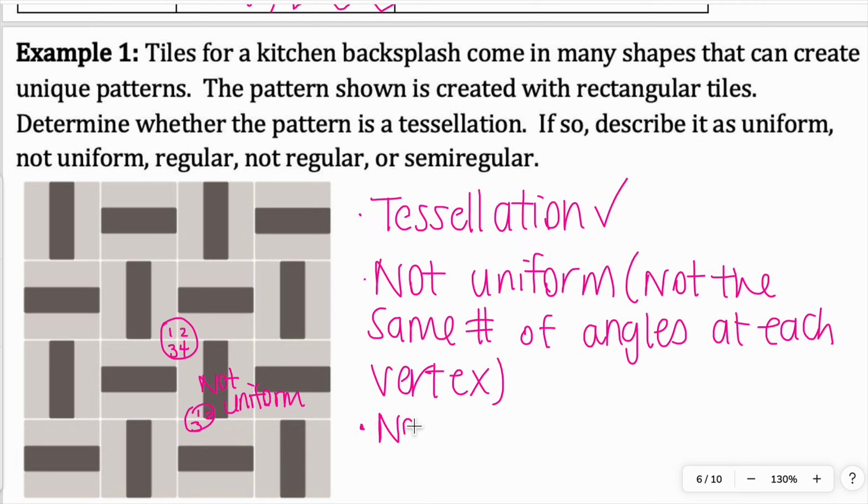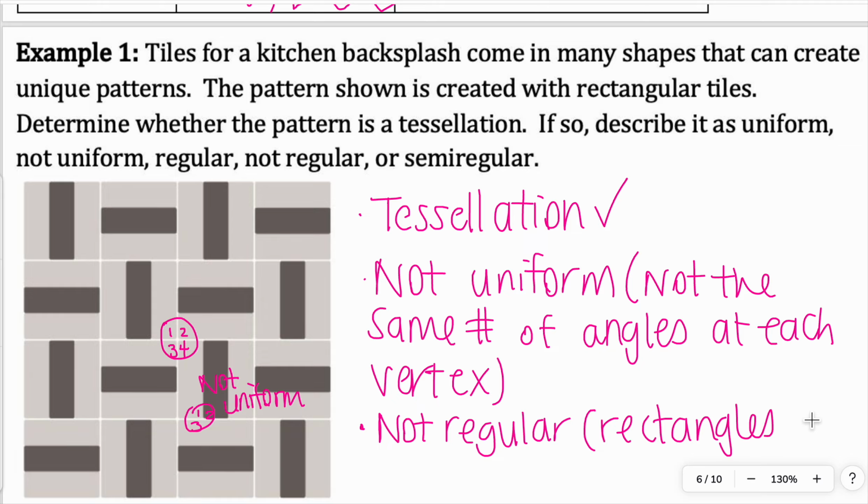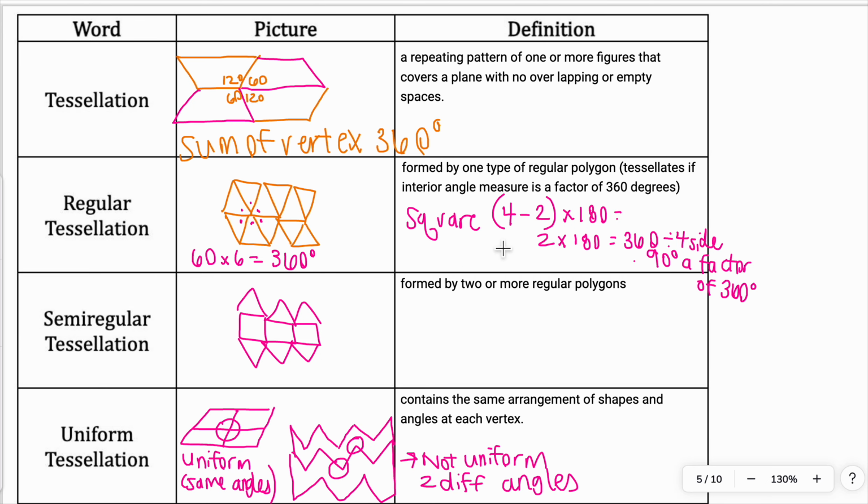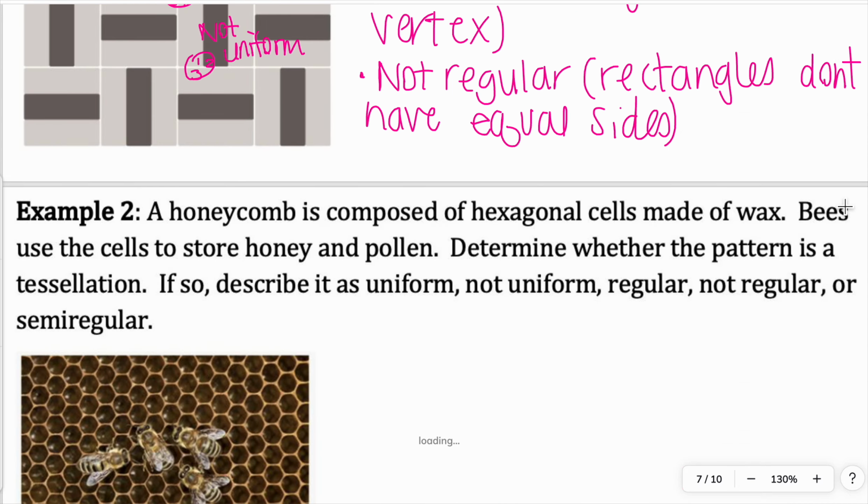And then because of that, we're also going to call this not regular. Okay, because these rectangles here don't have equal sides. So that might be something we need to add up here for when we want a regular tessellation formed by one type of regular polygon. We want to have equal sides. Okay. Number 2.